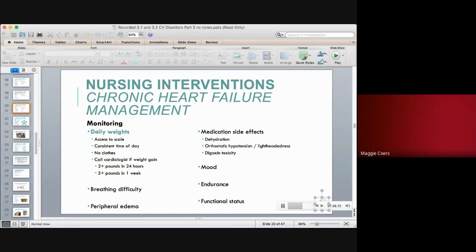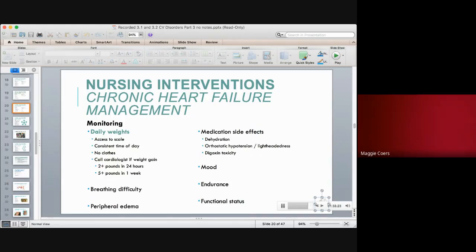And also for dig toxicity. One of the first signs of dig toxicity is nausea and vomiting. Also GI upset, a feeling of indigestion. A late sign of dig toxicity is a heart block, okay, or seeing green, yellow halos around things. Okay, so we make sure that we know and that the patient knows of those signs of dig toxicity.